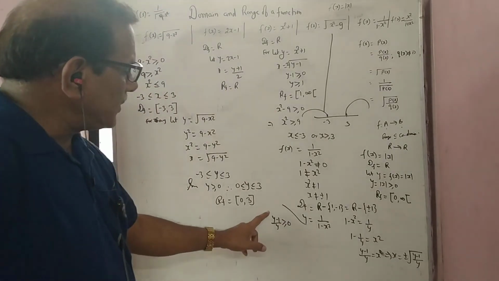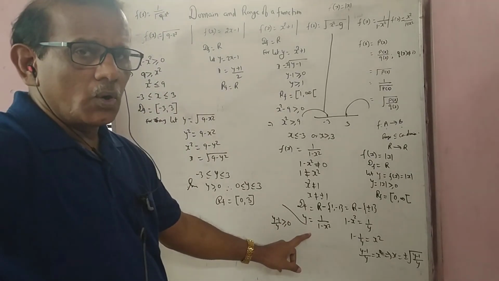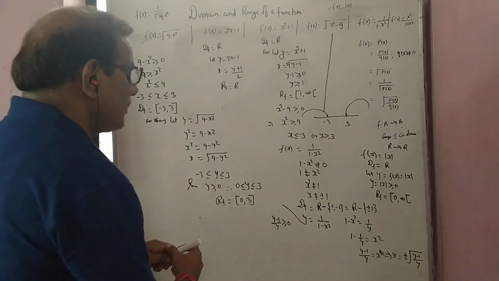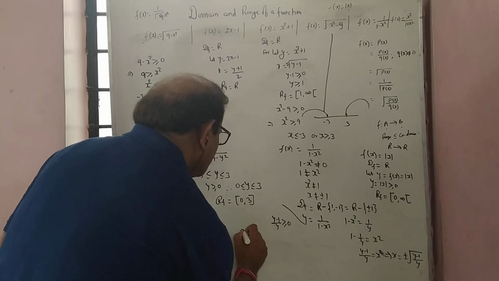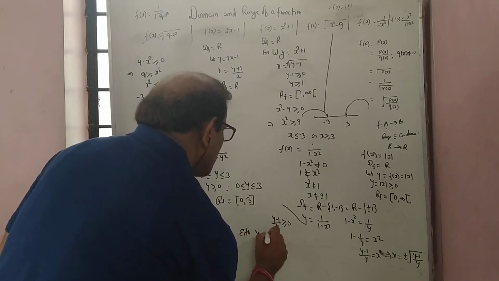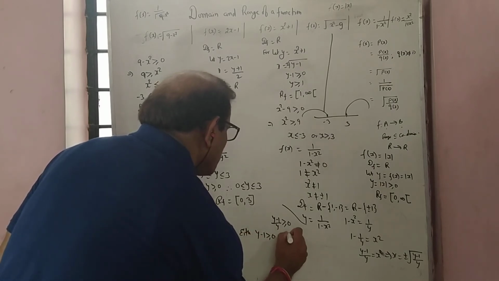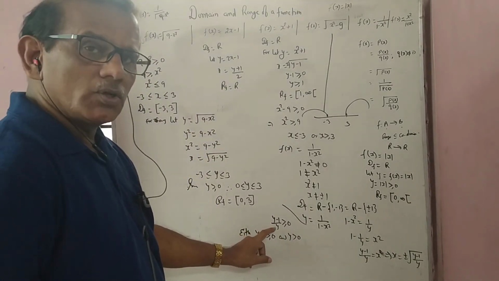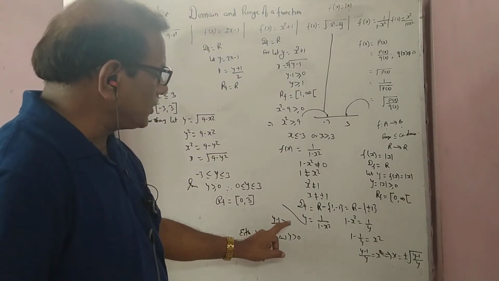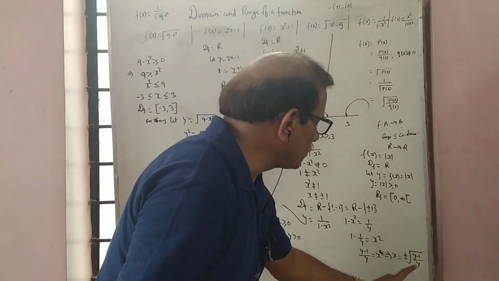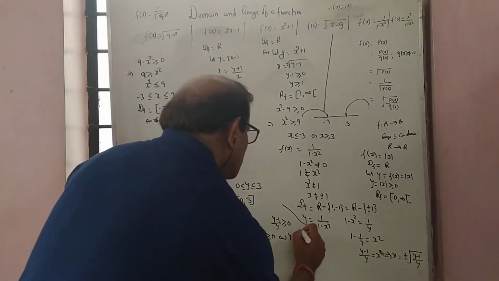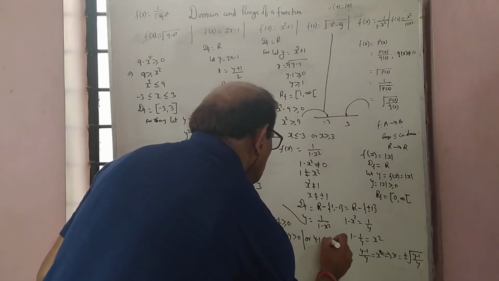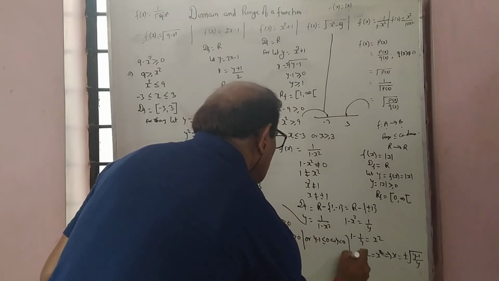Now, something by something is positive or 0. Now two conditions arise. How can it be positive? Either y minus 1 is greater than 0 and y is also greater than 0. Numerator is positive, denominator is also positive. Positive by positive is positive. The whole inside of the root is positive. Second condition: or y minus 1 is less than 0 and y is less than 0.